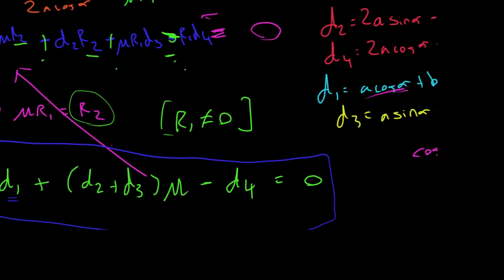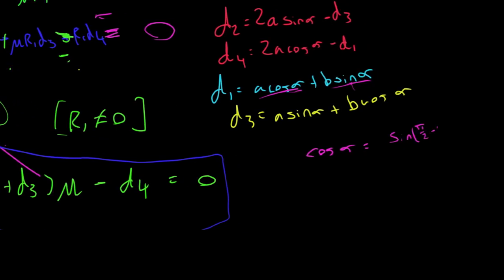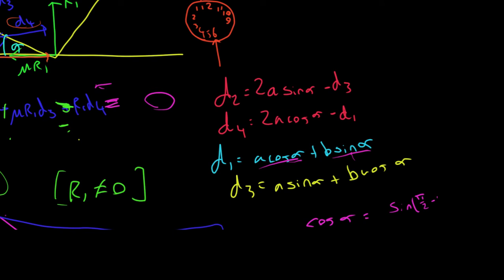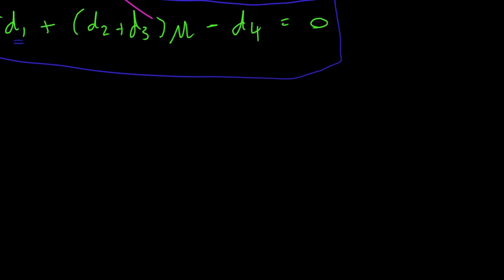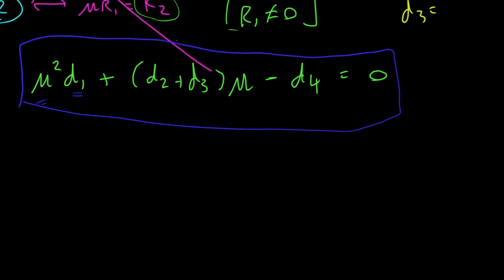Notice that we have d2 plus d free. Well, what's d2 plus d free? Straight away from this equation, d2 plus d free is just 2a sine alpha. So we actually never needed to know the value of d free, right? So by plugging in d2 plus d free there is 2a sine alpha.